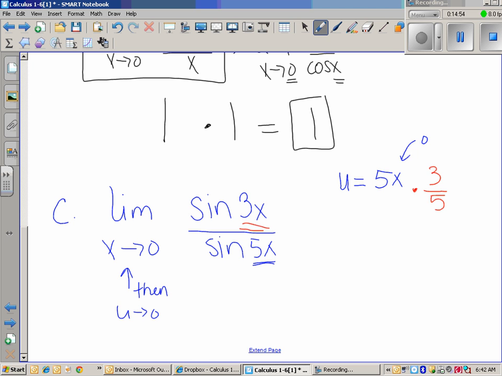If I do the same thing to both sides, correct, then I can figure out a way to make 3x be equal to some multiple of u, and then I can deal with that. Okay, so that's the idea here.